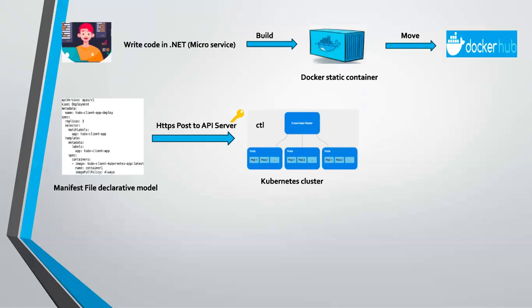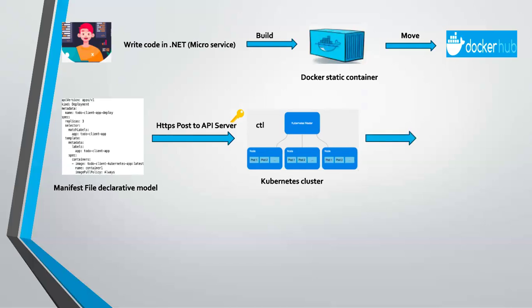So now we have declared the requirement. Now what Kubernetes will do, it should run the task whatever we defined. For example, we have told that 3 containers have to run. So for those 3 containers, the task should be assigned to the worker node, and it should be taken care of, whatever we have defined in the declarative model of the manifest file.